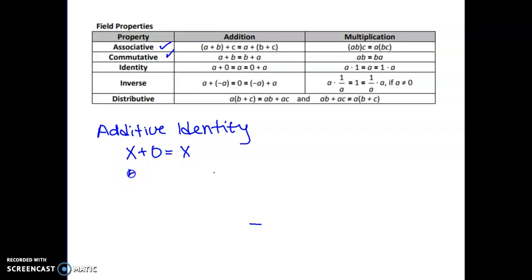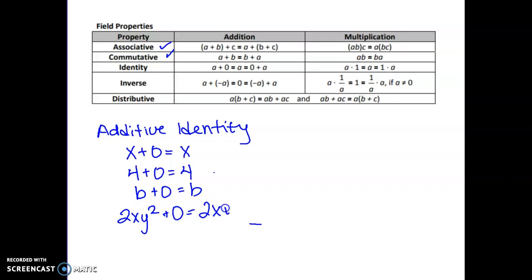If I took 4 and I added 0, I would get 4. If I took b and I added 0, I would get b. If I took 2xy squared and I added 0, I would get 2xy squared. So if I add 0, I get the same number. That's the additive identity, and 0 in this case is called the additive identity element.